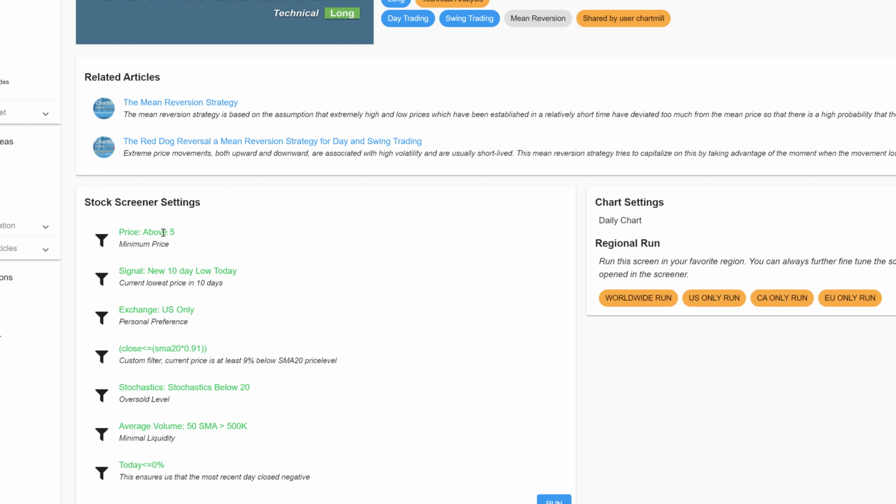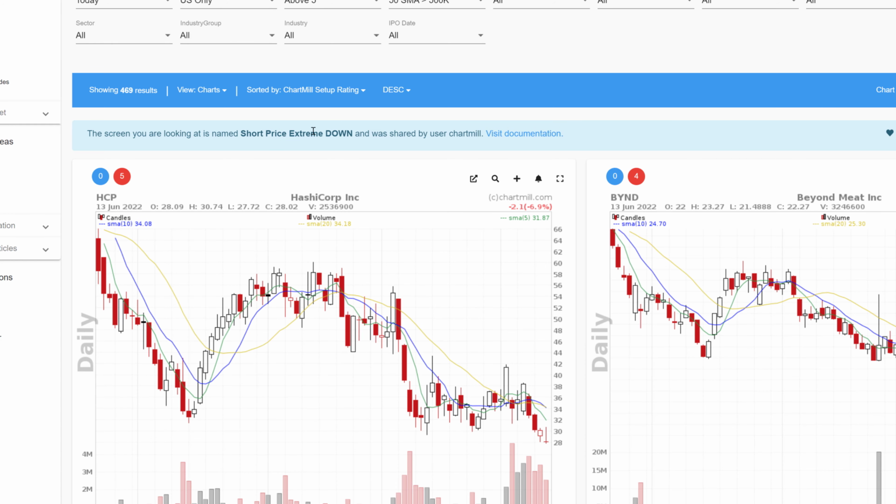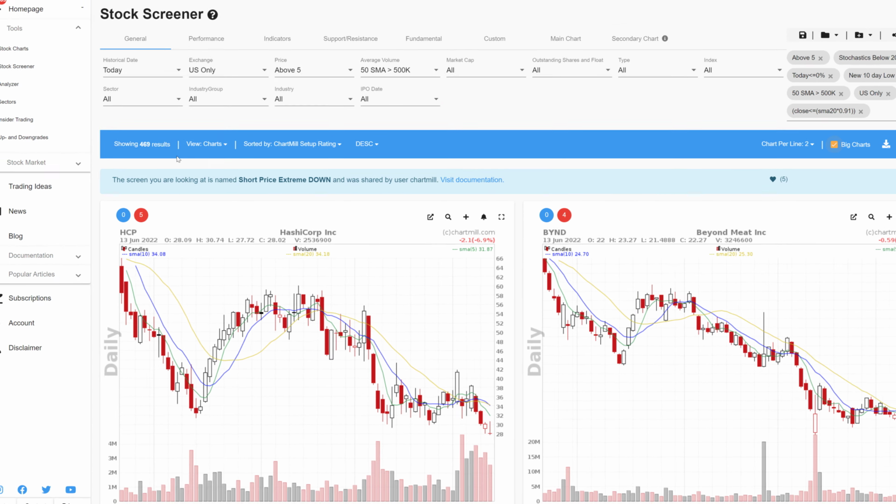The stock screener settings: price is above 5, so to exclude all the penny stocks. There has to be a new 10-day low today, US only, and there is one custom filter which is used. The current price is at least 9% below the SMA 20. The stochastic is below 20, so an oversold level. The average volume is at least 500K, so it is required to have minimal liquidity. And the performance today is at max 0%, so this ensures that the most recent day closed negative. Then hit run. So in the next screen there are about 470 results.